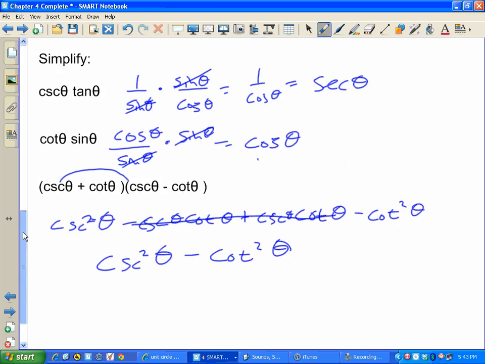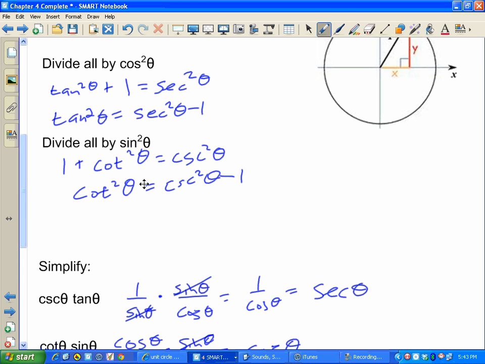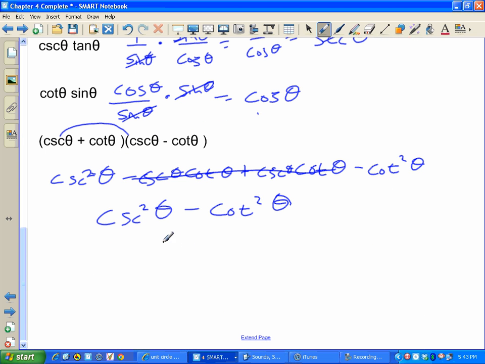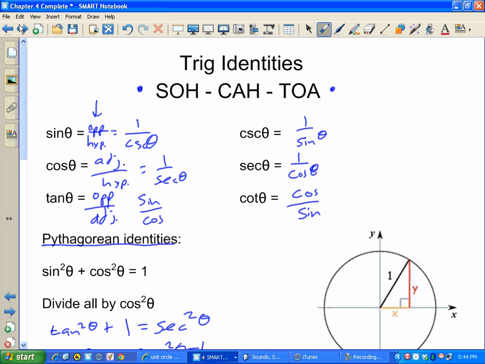Let's look at our Pythagorean identities and see if we can do anything with this. So I see that cotangent squared is actually cosecant squared minus 1. So I'm going to turn it into that. If I distribute this, I'm going to have minus cosecant squared plus 1. And I'll see that this is actually going to cancel. So this whole thing actually just equals 1. So those are some examples of the things you can do with your trig identities.